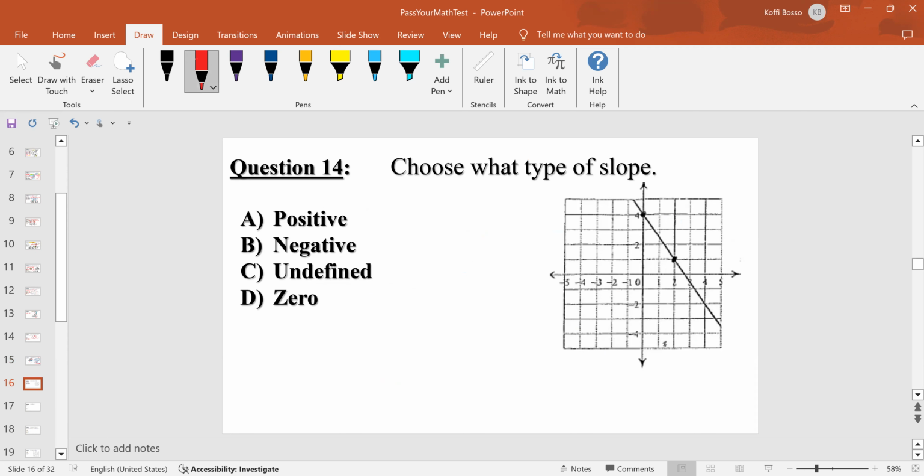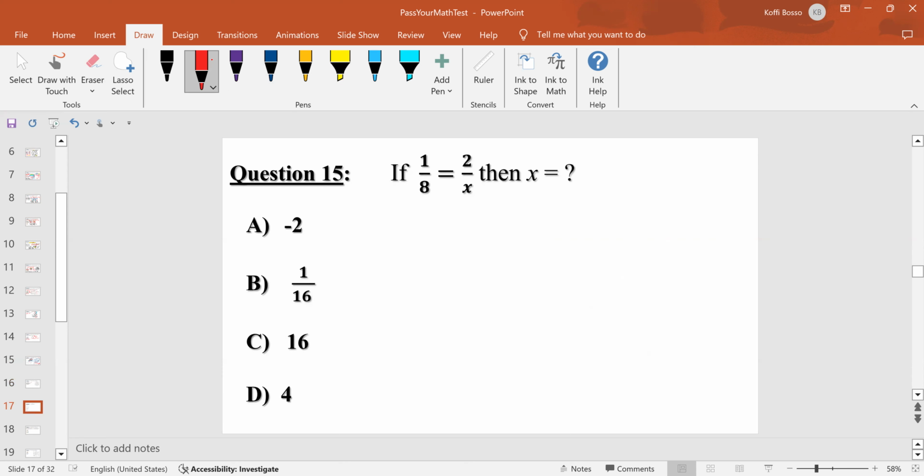Question 14. Choose what type of slope. We don't need to think about it. This is a line going down. How do I know? From left to right, how is this line moving? The line is moving down. So because it's a line going down, the slope is negative.